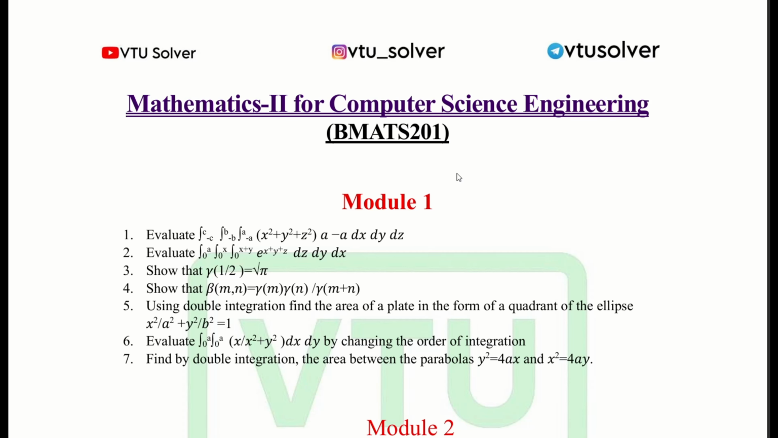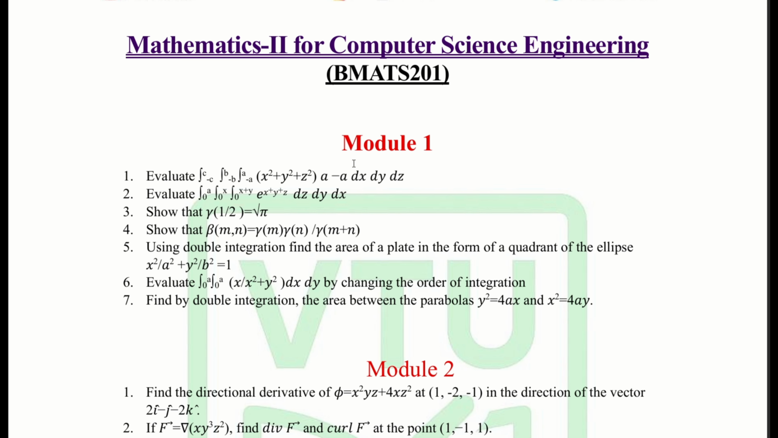Today we are giving some important questions of Mathematics 2, BMATS 201, from Module 1. First question: evaluate the integral from minus c to c, the integral from minus b to b, the integral from minus a to a of x square plus y square plus z square dx dy dz.